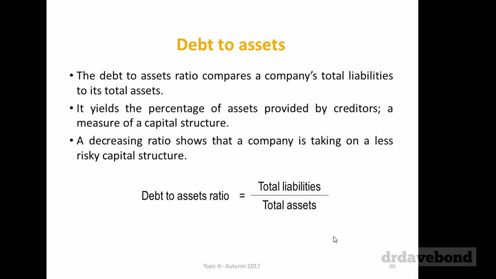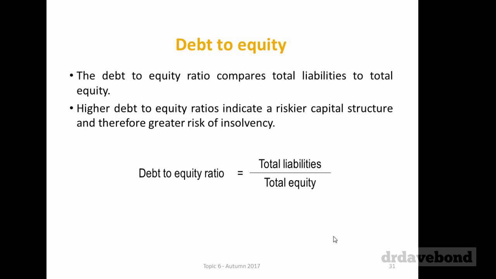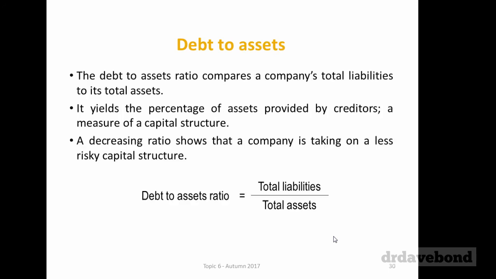Now these two numbers, or these two ratios, debt to assets and debt to equity, are interchangeable from my perspective. I prefer debt to assets just because I just prefer it. Some of you may prefer debt to equity, but they're going to tell you the same thing. The number will be different, but they'll tell you the same thing.